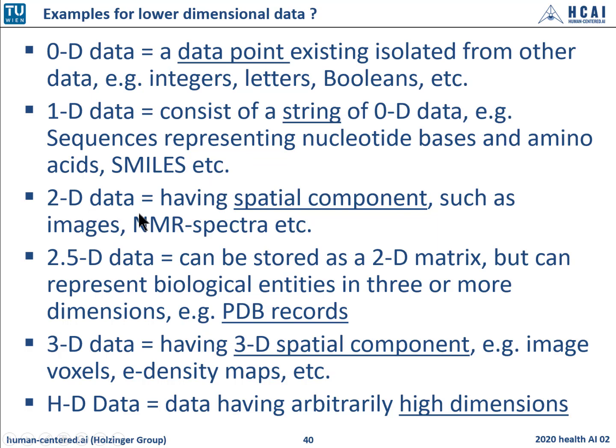Then we have two-dimensional data. These have a spatial component, for example images. Then there are 2.5-dimensional data, and I will give you an example later. This can be stored as a 2D matrix, but can represent biological entities in three or more dimensions. This is the famous Swiss PDB records, the protein database records. This is awesome, you can play around with this. It is really very interesting, and I will show this later on. And then we have real 3D data. These are voxel data, the density maps. And then of course we have all this high dimensional data, which we cannot physically visualize here.